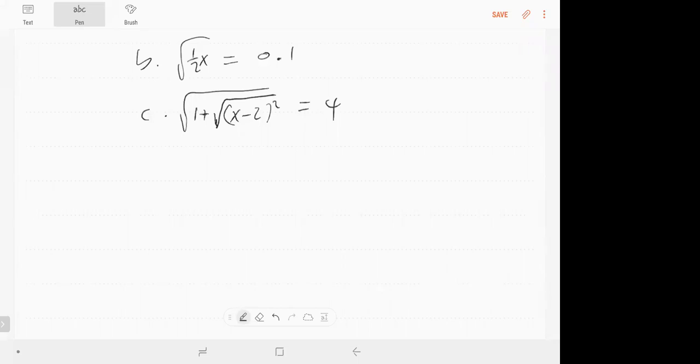Okay, as a review, just continue your work. Let me add some other questions and we finalize our discussion about square numbers and square roots. Just continue your work.